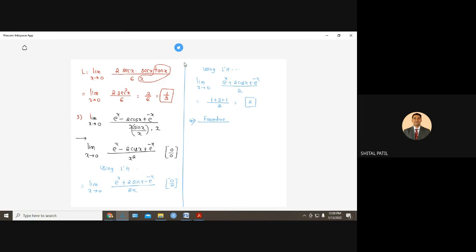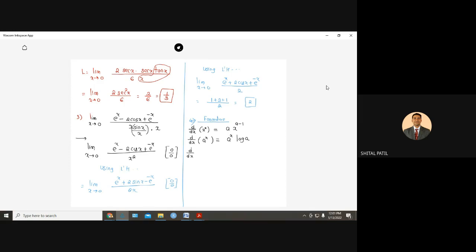Few formulas. You already studied them very well, but it is better to revise them. What is the derivative of x raised to a? It is like x raised to n, n x raised to n minus 1. Now a raised to x is an exponential function. What is the derivative? a raised to x log a.